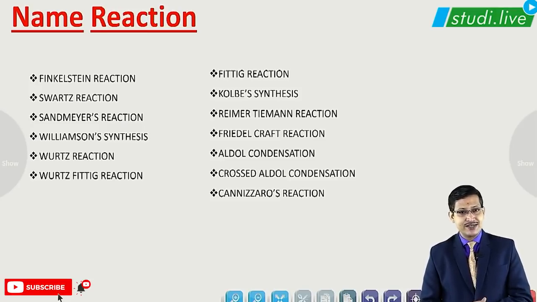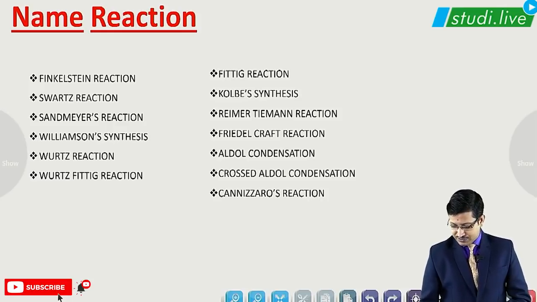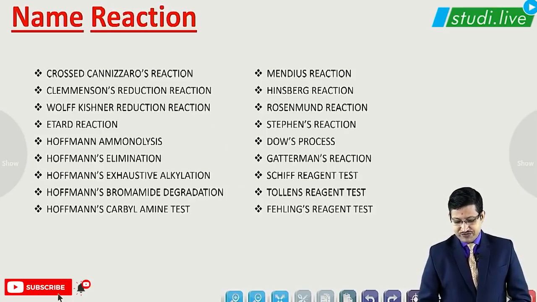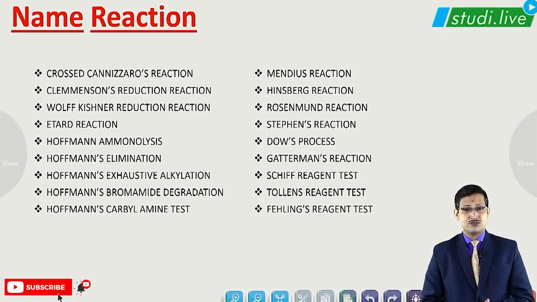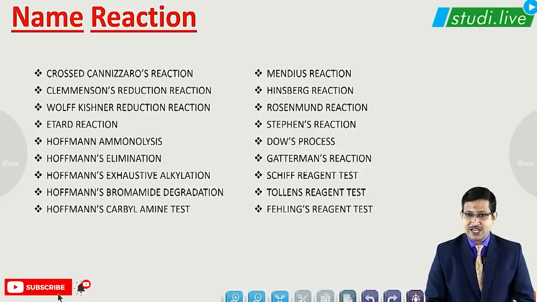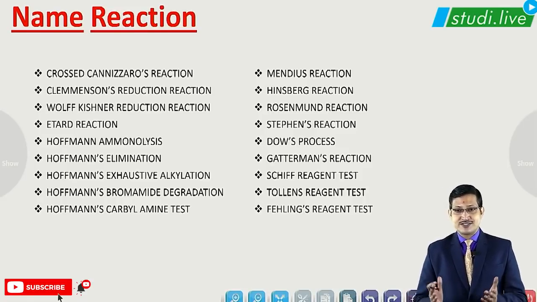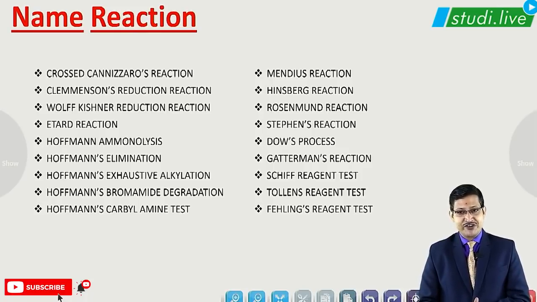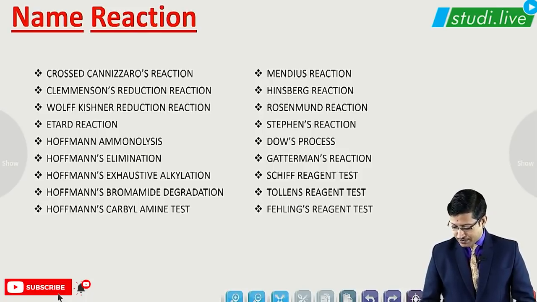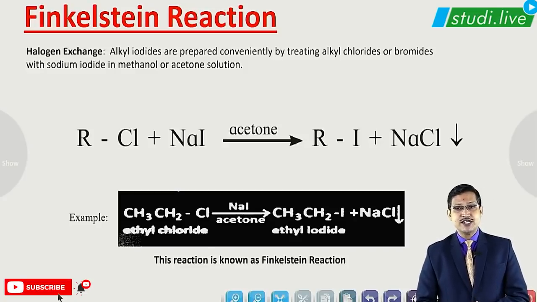Yes, we have a big list you can see on the screen, right? Beginning from Finkelstein, Swartz, Sandmeyer's, Williamson's, Wurtz reaction. On the next one we also have crossed aldol, crossed Cannizzaro's, Clemmensen's reduction, Wolff-Kishner reduction, and many more reactions up till the final one, Fehling's reagent test. So are we ready for this? A very important session, a very important discussion of various name reactions. So let's begin with the first reaction, that is Finkelstein reaction.